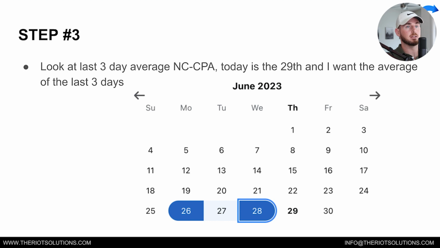Now, step number 3. Go into Triple L. We're using Triple L, so I'm going to assume you are too. Go into Triple L and just pull up your main dashboard, and you're going to look at the last 3-day average NCCPA. So today is the 29th, Thursday the 29th.